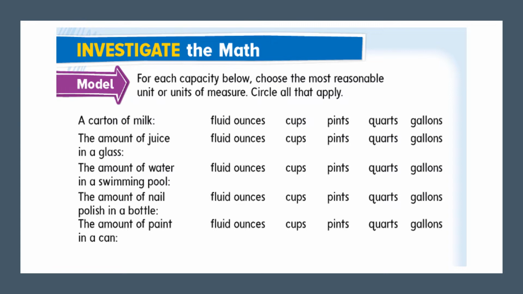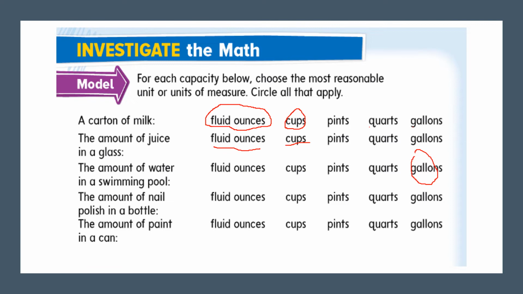A carton of milk. Well, I'm thinking the one that you get at lunchtime would be measured in fluid ounces, or it's approximately 1 cup that you get. Okay, if you're talking at home, you would probably get it in gallons or quarts. Okay, the amount of juice in a glass, again, I think it would be fluid ounces or cups. A pint would be like 2 cups, and I think that's a lot of juice maybe. The amount of water in a swimming pool, ooh, we've got to go all the way to the end. That has to be measured in gallons.